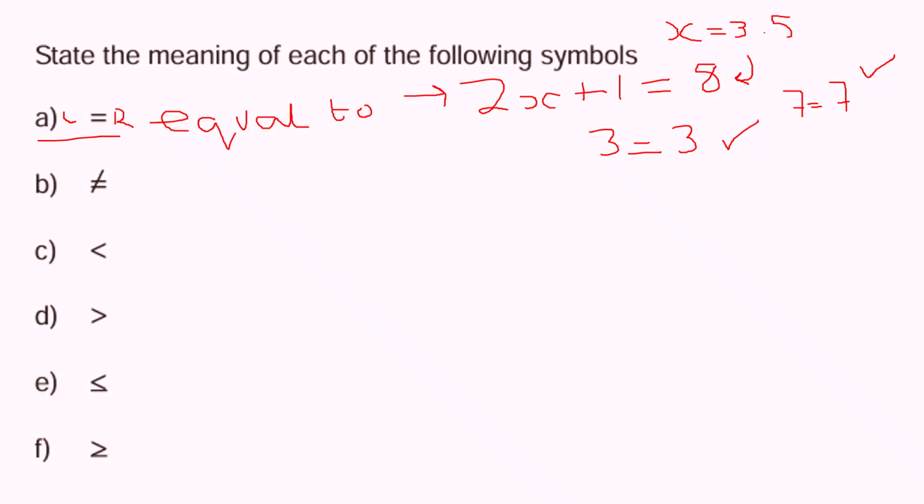Part B, this means does not equal to. So not equal to. It's like an equals sign with a line negating it, so it means not equal to.